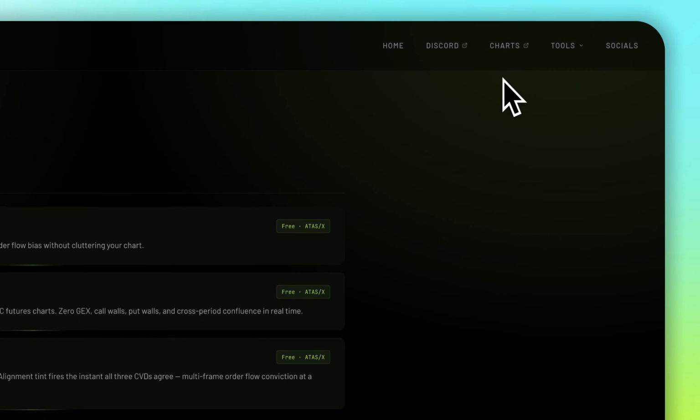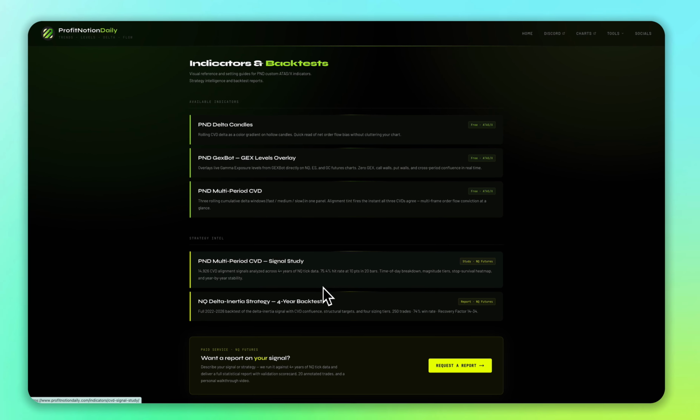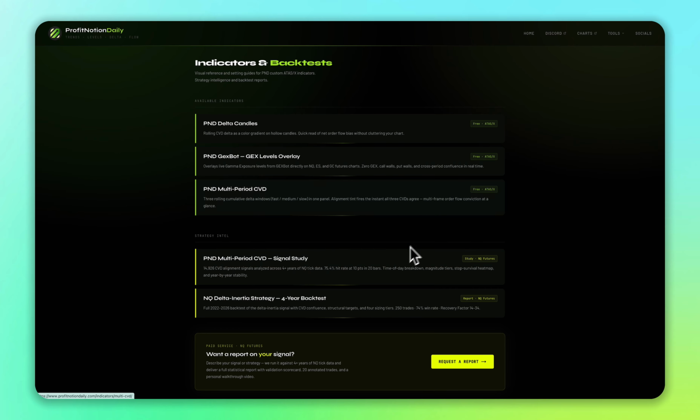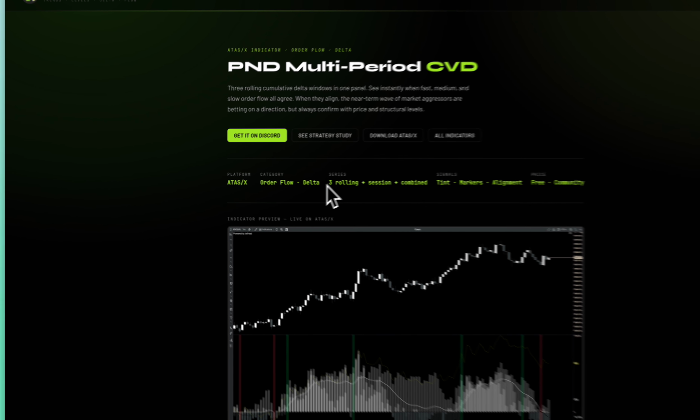But for the indicators, you may remember or recognize this version of this page where we have the indicators and everything. And we're also starting to add the strategy intelligence reports. This is where I'm using over 4 years of NQ tick data to do essentially strategy tests, opportunity space tests, and backtesting. The one I wanted to walk through today was this multi-period CVD.